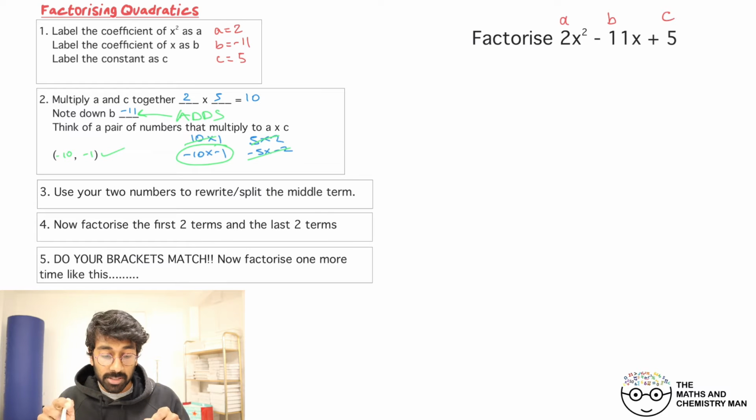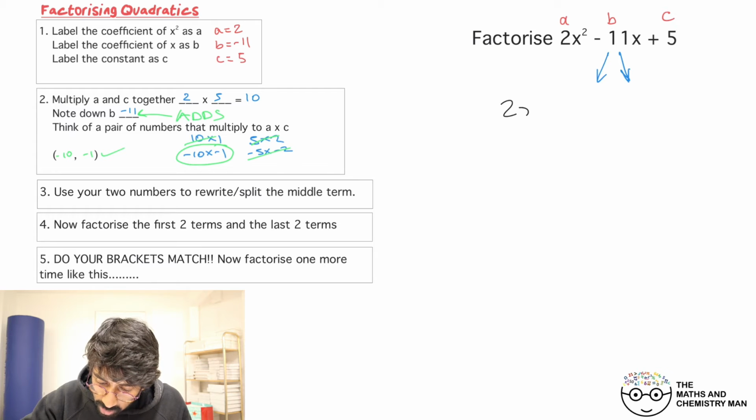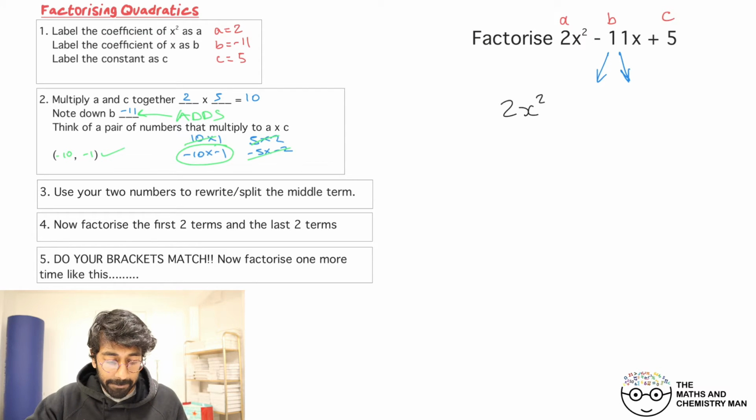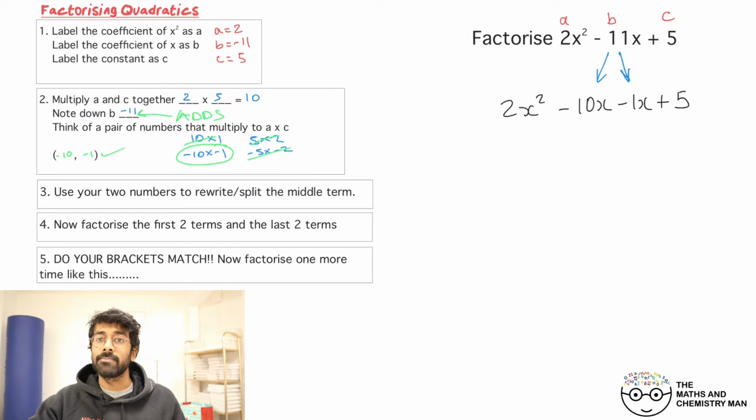Now what do we do with this? The numbers that we've picked, we use to split up this middle term. And that's why this method is called splitting the middle term. Now, how do we do this? Well, the 2x squared stays exactly the same. But now instead of writing minus 11x, we're going to write it as minus 10x and minus 1x. So like this: minus 10x minus, I'm just going to put the 1 in anyway, and then plus 5, like that.